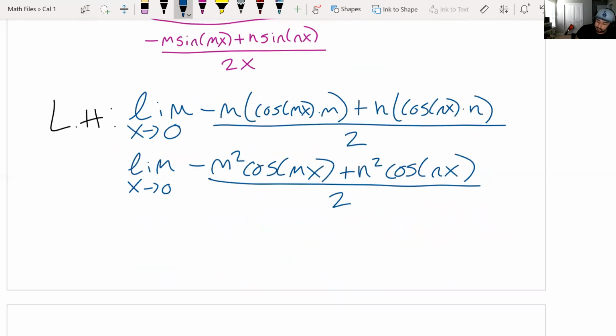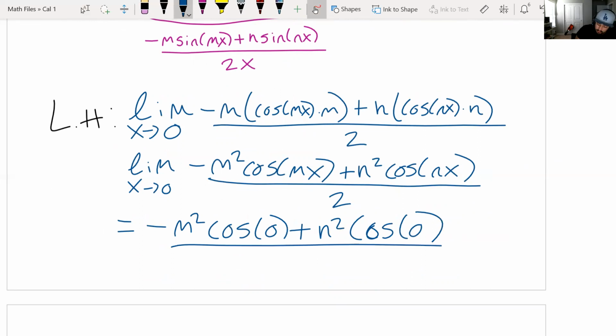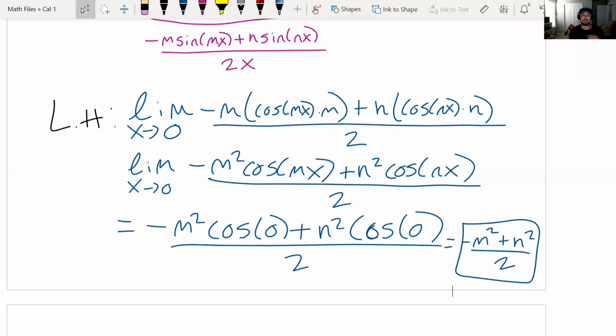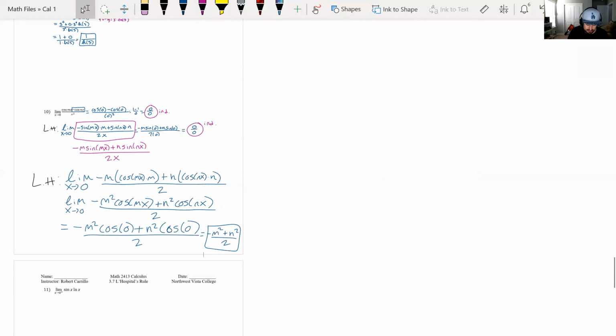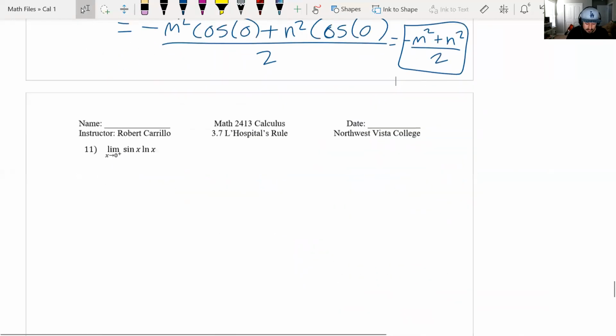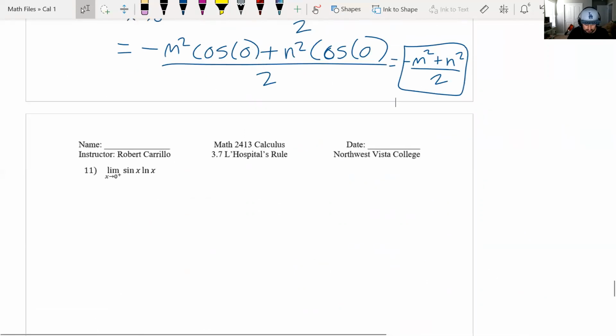Okay, now plug in 0 and you get negative m squared cosine 0 plus n squared cosine 0 over 2. And this should just leave us with negative m squared plus n squared over 2. That's it. Yay. I said, yay. Oh, last 2. Thank goodness. My goodness.